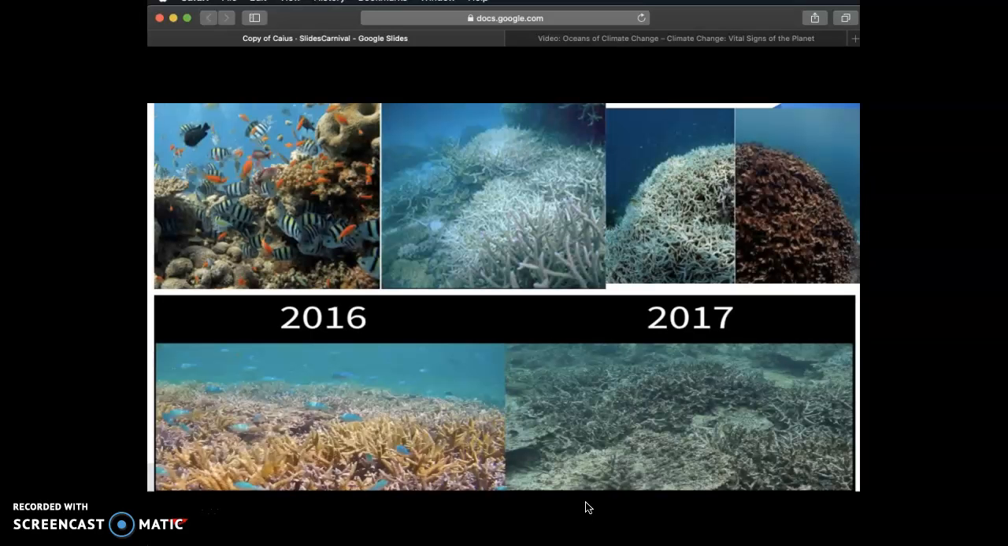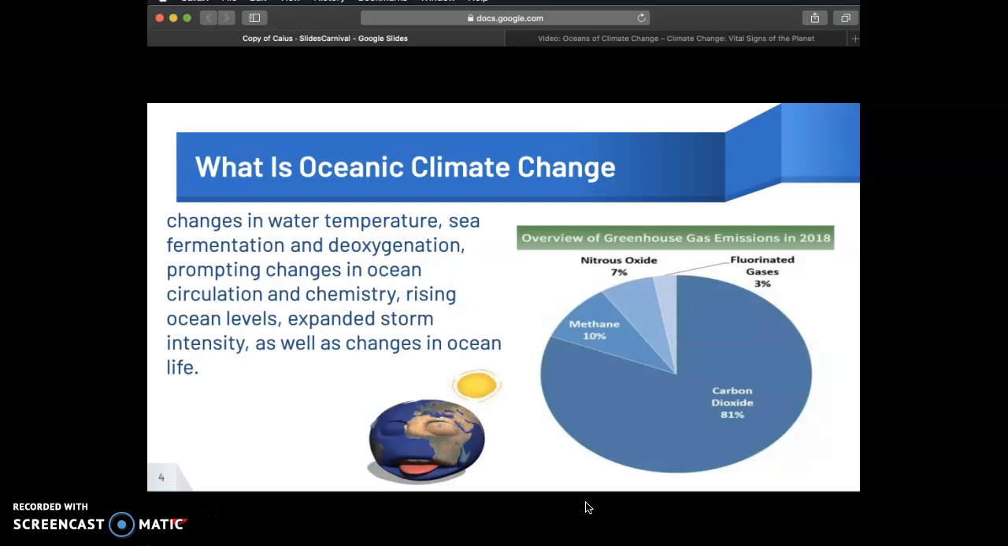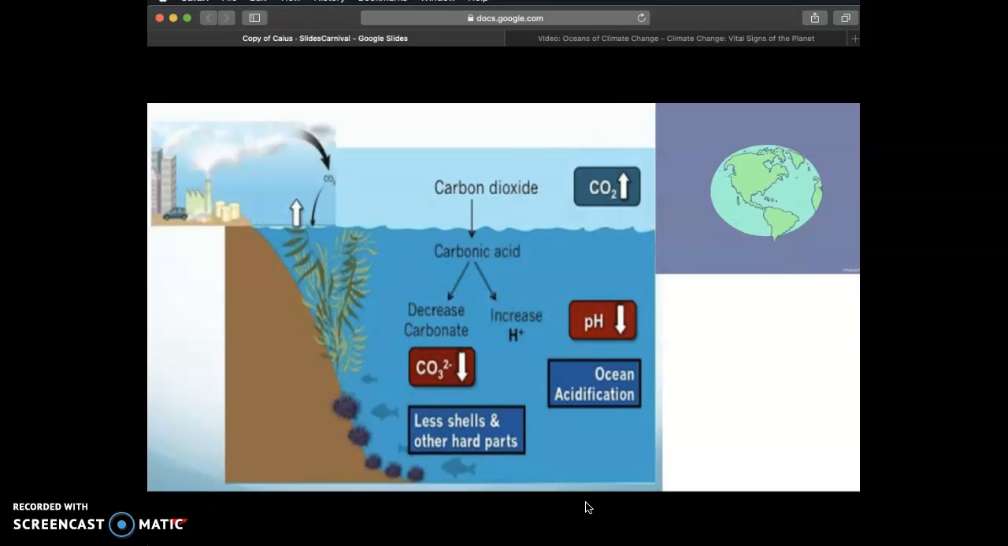A once healthy coral reef in 2016 in the picture above is now dead due to coral bleaching and warming ocean temperatures. What is oceanic climate change? Changes in water temperature, sea fermentation, and deoxygenation, prompting changes in the ocean circulation and chemistry, rising ocean levels, expanded storm intensity, as well as changes in ocean life.